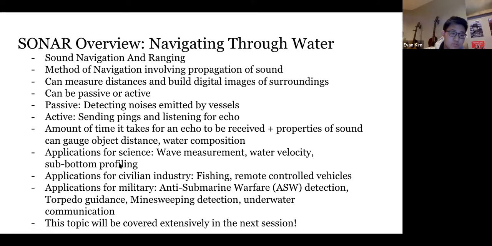And applications for military are probably the most well-known and widespread, namely anti-submarine warfare, which is ASW for short, detection, torpedo guidance, minesweeping detection, underwater communication. Minesweeping is essentially the practice of detecting mines, which are like proximity bombs that explode when ships pass through an area, so that you want to deny an enemy the ability to ship whatever on boats through an area. And in minesweeping, sonar can help detect those bombs so that they can be diffused or the problem can be tackled. Underwater communication can also be harnessed with the power of sonar.